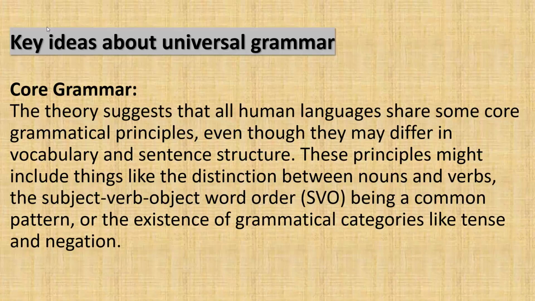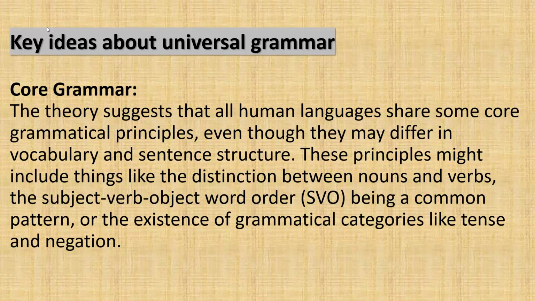So there is a large number of languages around the world. So then if you take a country like India, nearly more than 800 languages are spoken. So even though these languages differ in vocabulary and sentence structure, when it comes to grammatical principles, there are some common things. So that is the meaning of core grammar. All human languages share some core grammatical principles.